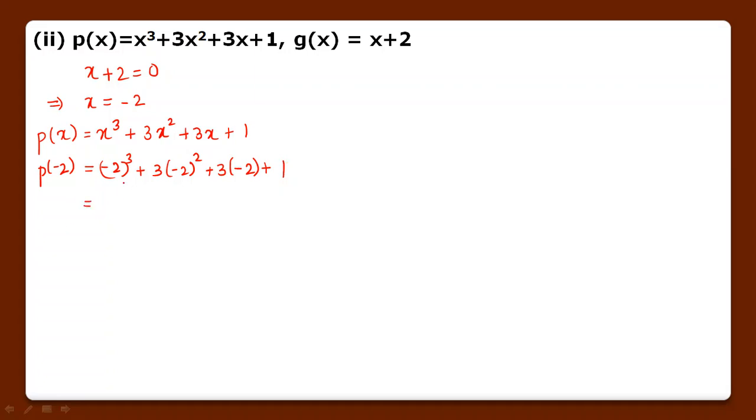We'll get here -2 cube is equals to -8. 2 का क्यूब होता है 8, क्योंकि यहाँ पे पावर हमारी ऑड नंबर है, माइनस will come here. Plus 3 into -2 square which is equals to 4, -3 into -2 which is equals to -6 plus 1. We'll solve it. -8 plus 12 -6 plus 1. Addition part first. 12 plus 1 is 13, -8 -6 means -14. We'll get -1 from here.